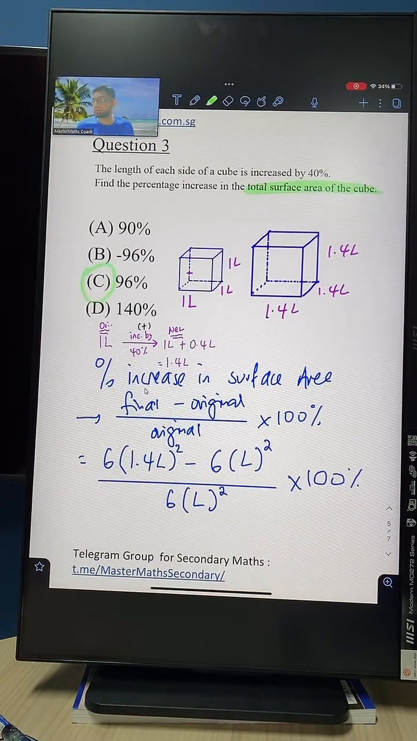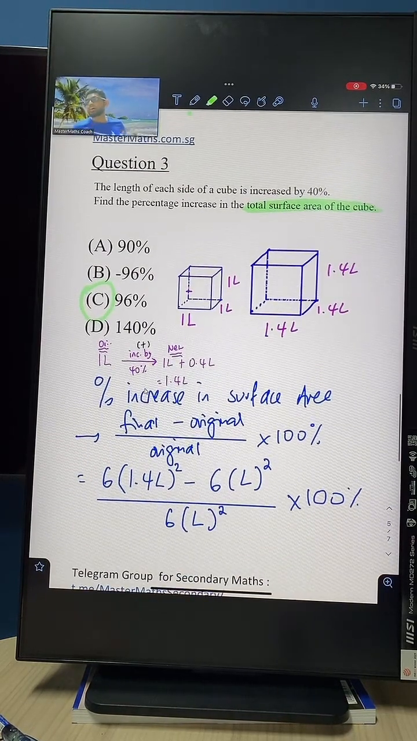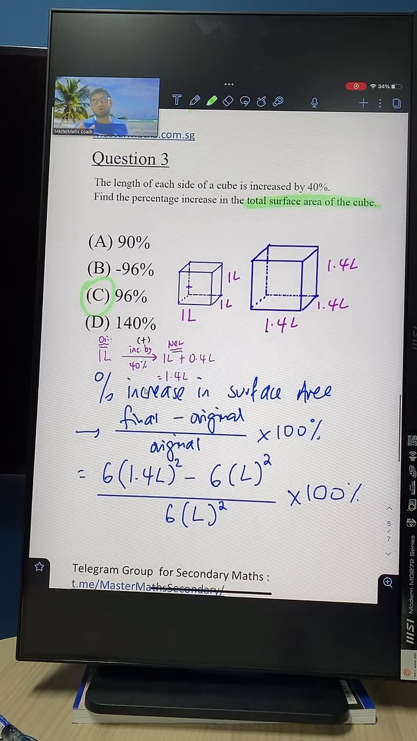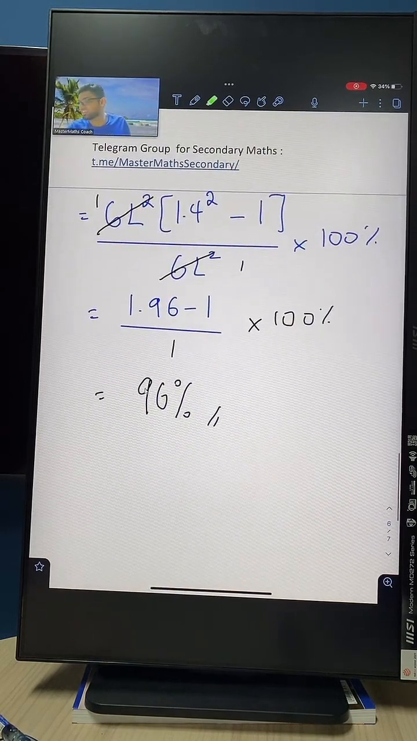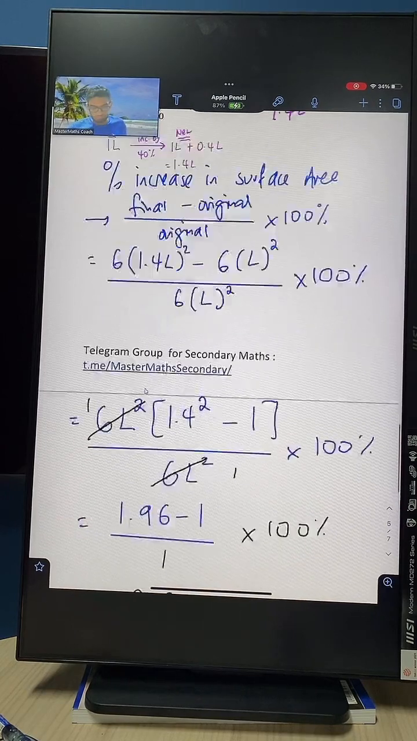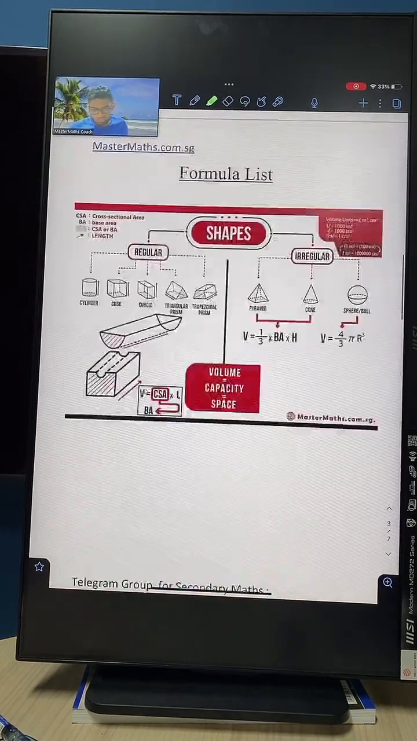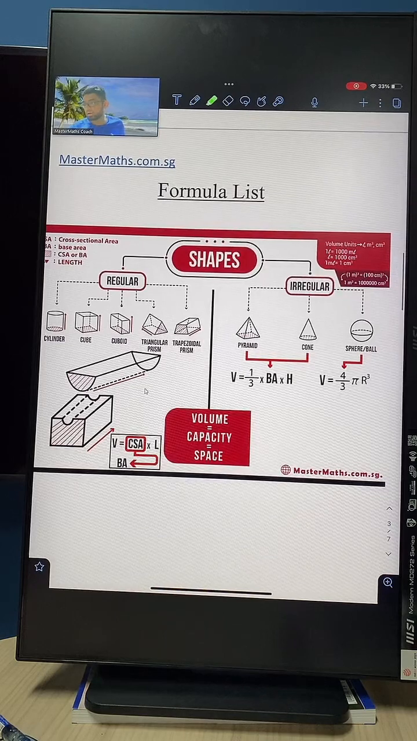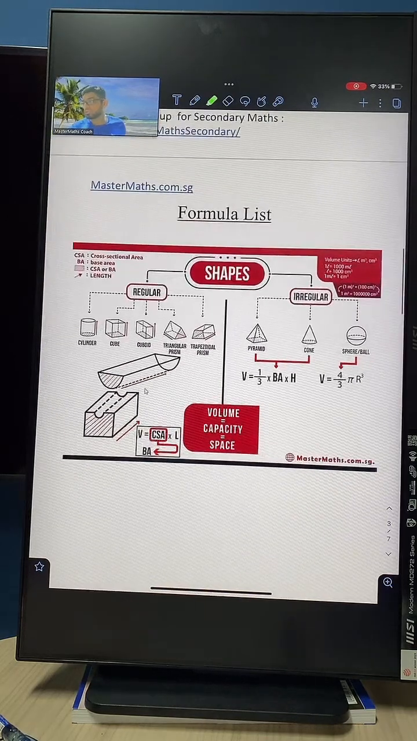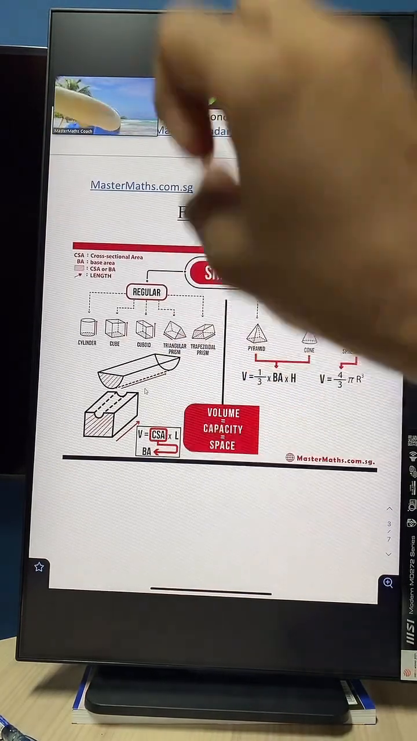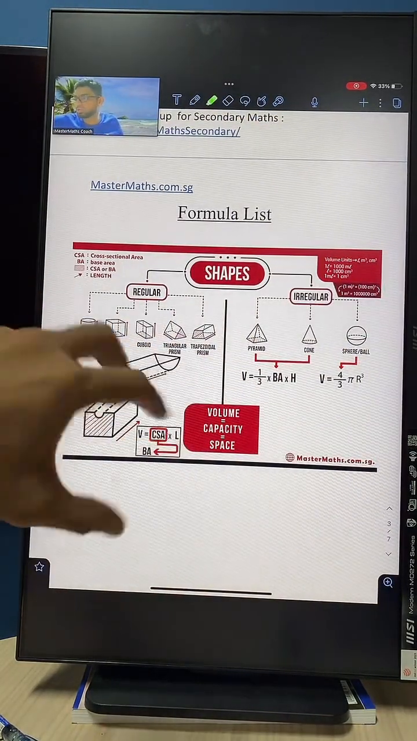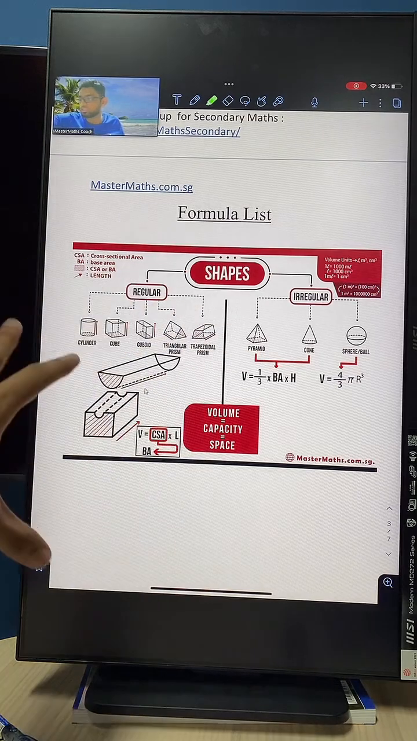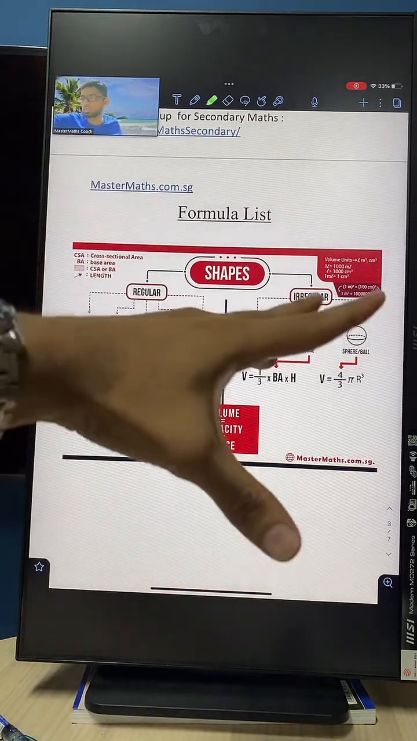Those who missed out, I highly encourage you guys. Samuel, you gave me all the answers, I'm sure you can do it also. Guys, those who missed out, what I want you all to do is go and screenshot this. This is a very nice formula list for volume of 3D shapes. You can very quickly do a screenshot for both of these types of shapes. You've got regular shapes and irregular shapes.